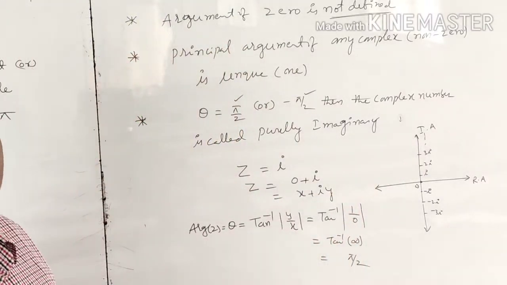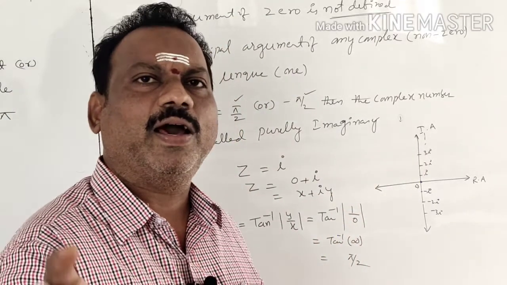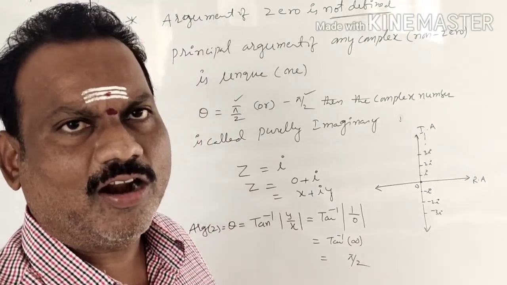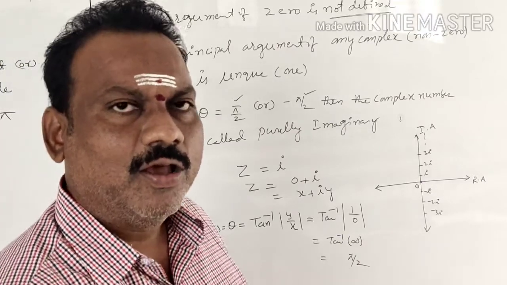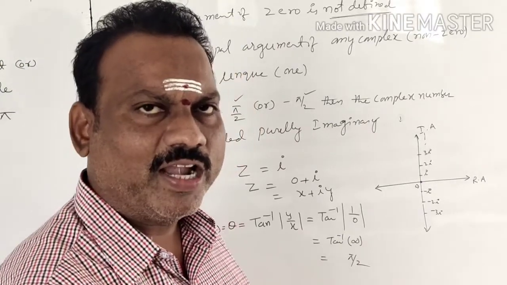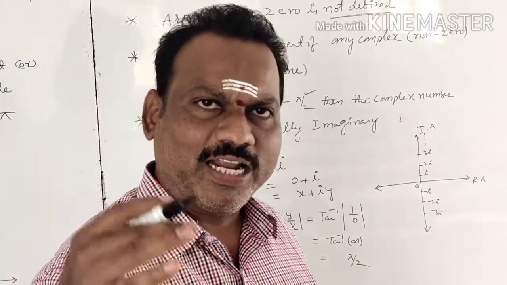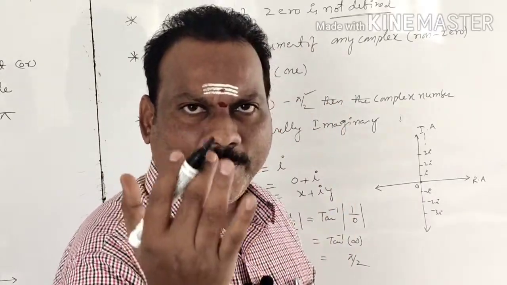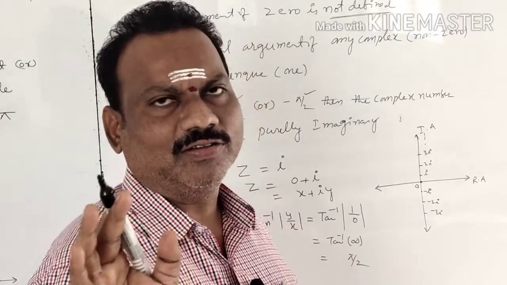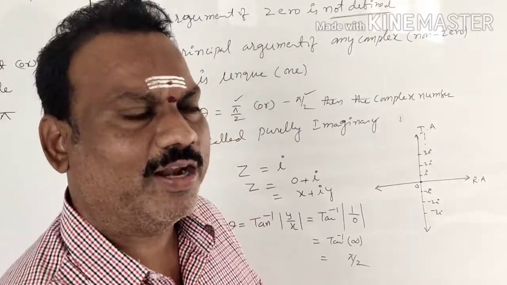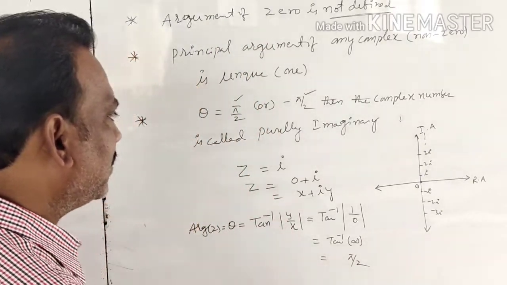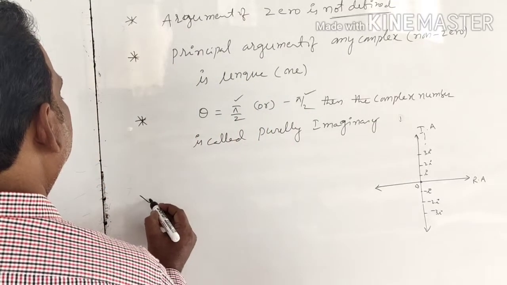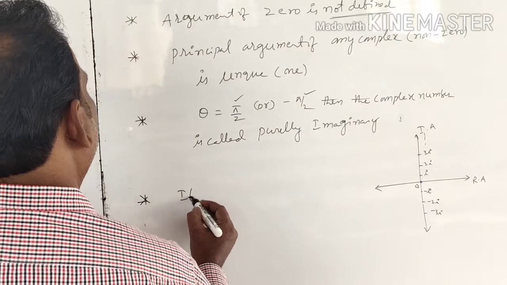Why are they purely imaginary numbers? Because the real part is 0. Any complex number whose real part is 0 is called a purely imaginary number. The argument of a purely imaginary number is always plus pi by 2 or minus pi by 2. Plus pi by 2 means it is a positive value, and minus pi by 2 means it is a negative value. This is a very, very important thing. You have to remember it. Clear, students?